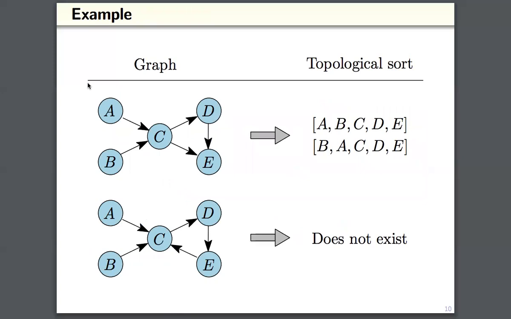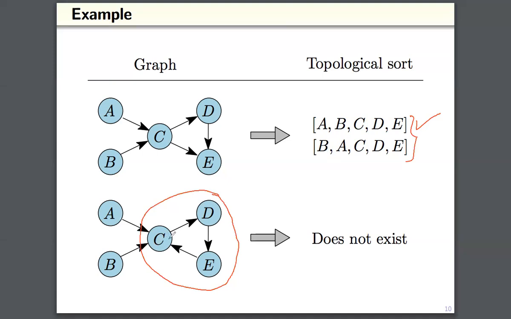Okay, let's take this example and then I will give you an application. Here is the directed graph and here you have the topological sort. Now look at this. This is the directed graph. The topological sort is A, B, C, D, E or B, A, C, D, E. So there are two different topological sorts here. Okay, what about this graph? There is no topological sorting. Why? Because there is a cycle.